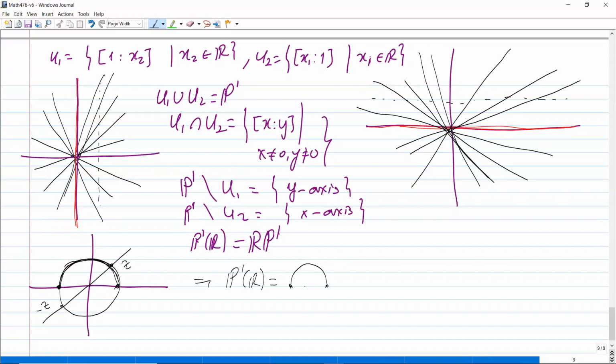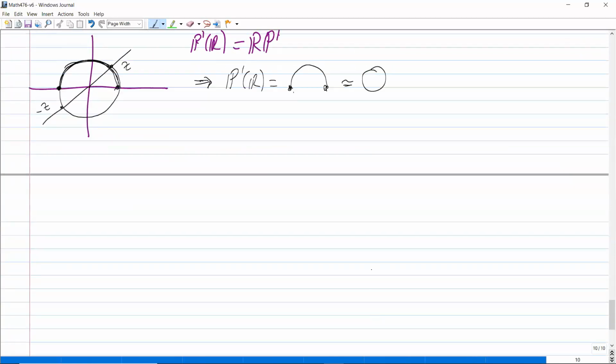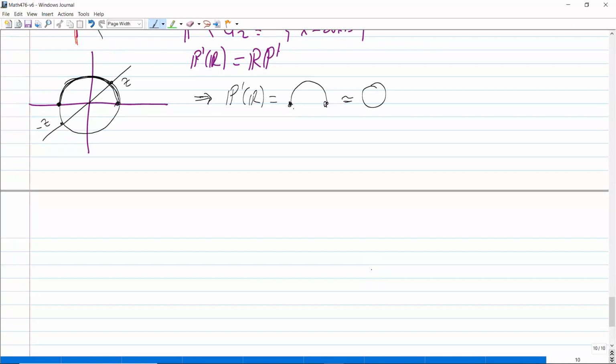And these endpoints represent the same point in the projective space. So if you glue this point to that point, you get a circle. So there's a topology on this P1R. With that topology, P1R is homeomorphic to a circle, which we will not go into. We will be interested in the algebraic structure of these projective spaces.